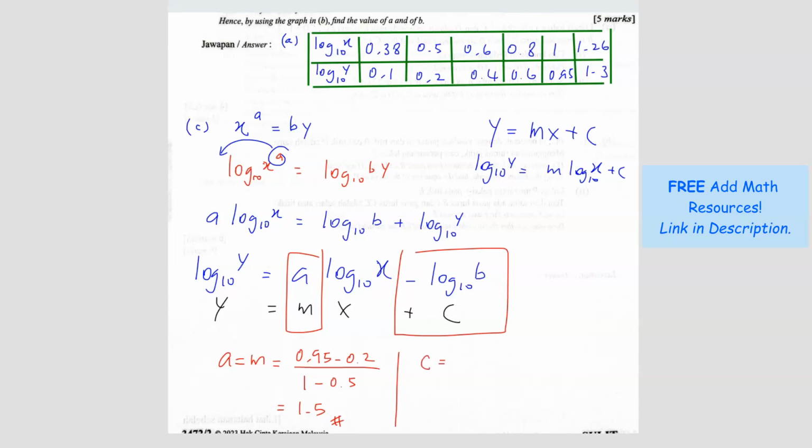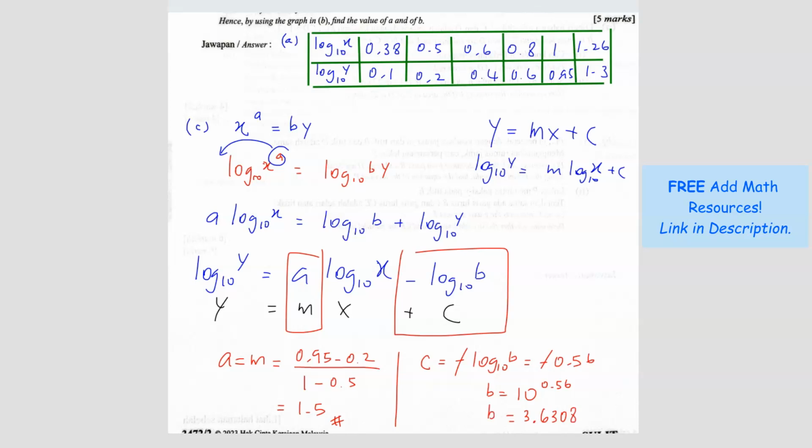The c value, which is the intercept, from what we got is negative 0.56. So negative log b base 10 equals negative 0.56. The negatives cancel. So b equals, when you bring the 10 over, it becomes the base of indices, so 10 to the power of 0.56. When you calculate this, you should get 3.6308. So that's the answer for B.